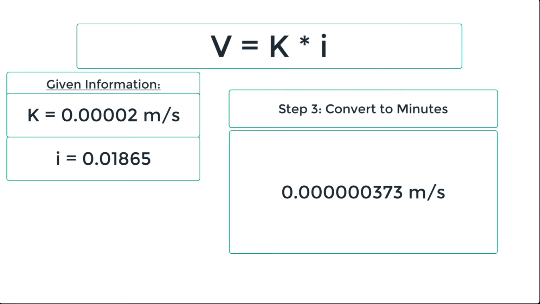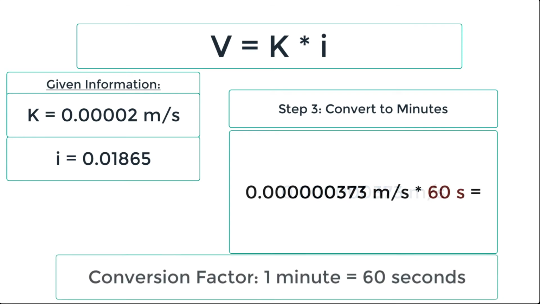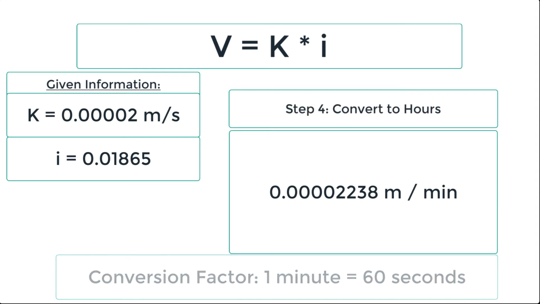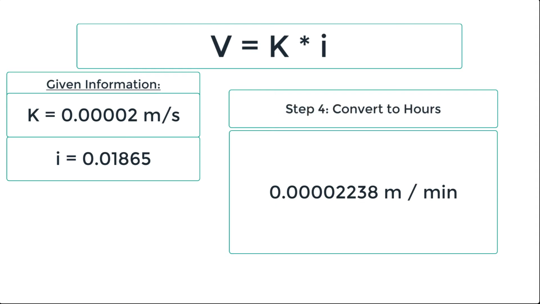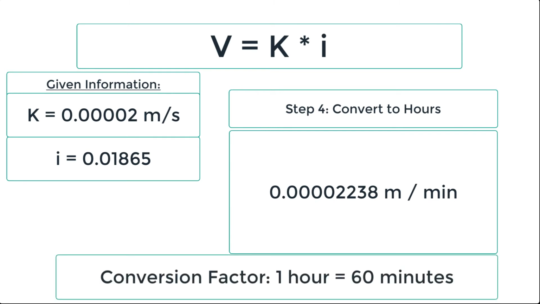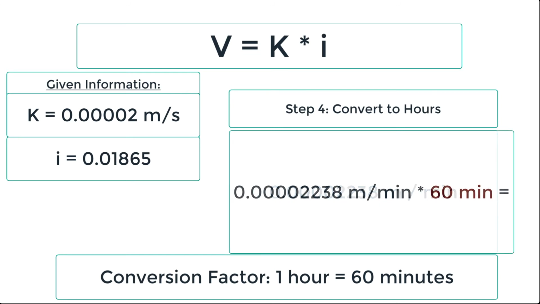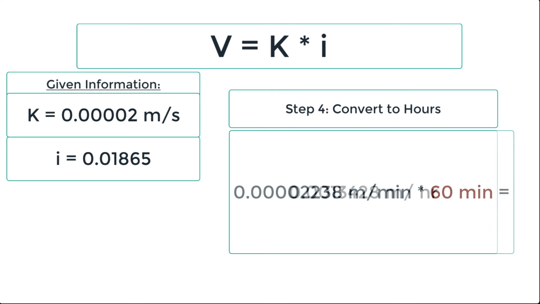So in order to do this, we need to work with the conversion factor, and our conversion factor is that 1 minute equals 60 seconds. So all we have to do to convert our answer from seconds to minutes is to multiply by 60. In the next step, we can convert from minutes to hours, and our conversion factor is that 1 hour equals 60 minutes. So we take our answer in meters per minute and multiply it by 60 minutes. This will give us our answer in meters per hour.